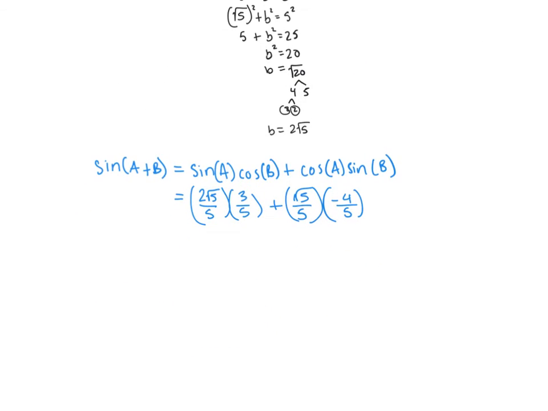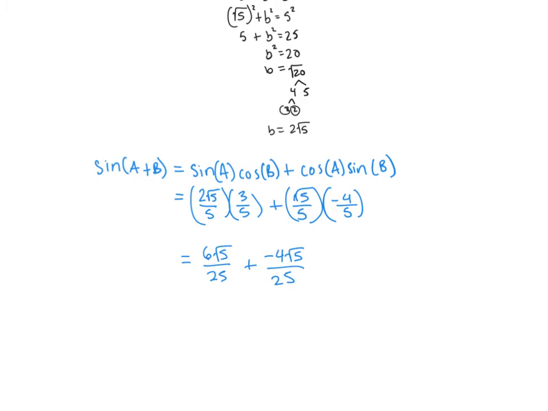So y'all, let's just do some multiplication. Remember, for multiplying fractions, we should multiply straight across. So 2 rad 5 times 3 is going to be 6 rad 5. And then 5 times 5 is going to be 25. And then on the other side, I have negative 4 times rad 5 over 25.